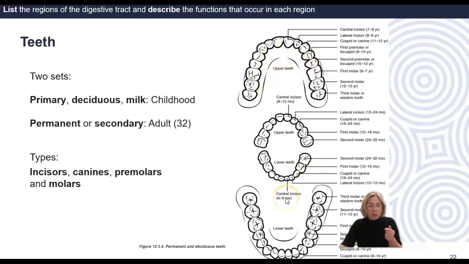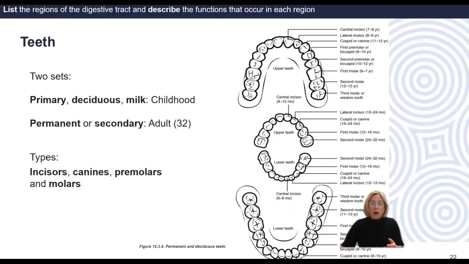Usually at about 6 to 8 months old, when the baby starts getting these red cheeks and starts crying, you know that there's going to be a little central incisor about to erupt through the gum line. Okay, so these primary or deciduous milk teeth are replaced with these permanent or secondary teeth. Adults normally have 32 teeth, and they're distributed in these 2 dental arches. One is the maxillary arch and the other is the mandibular arch.